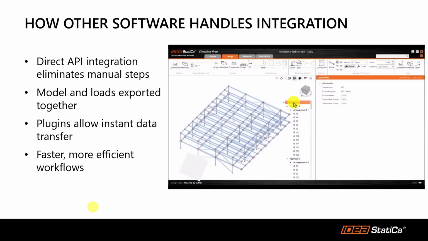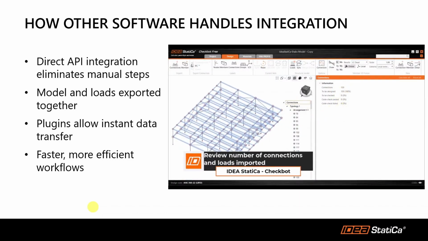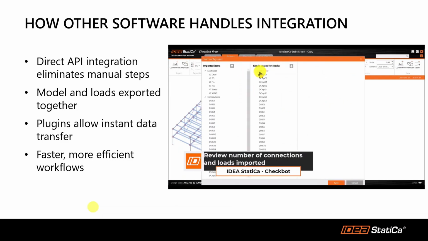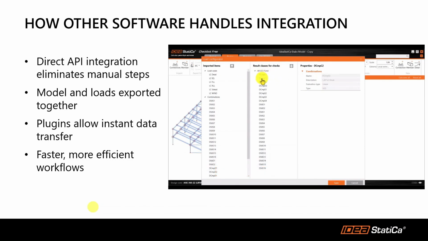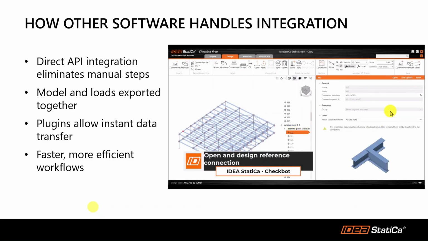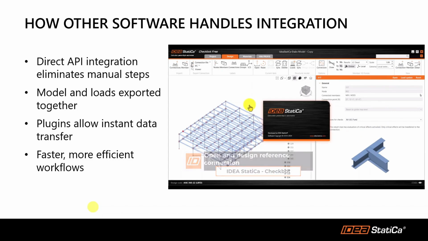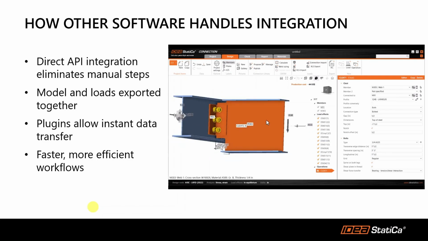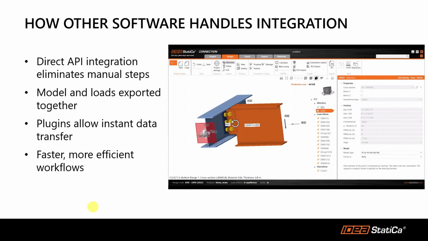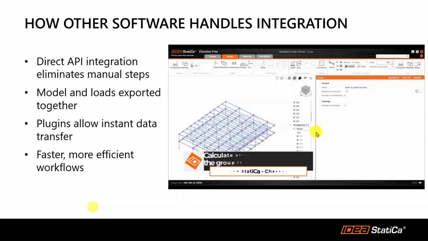With this integration, you are not only able to export the model, but the loads altogether into Checkbot. As you can see, you can observe all the different load combinations for the entire project. And once you get into the connections, you are able to see the load combinations for that specific connection, which in turn allows for a faster, more efficient workflow in IDEA StatiCa with the global analysis software. Now, if you are interested in these workflows, you can find them in IDEA StatiCa under our BIM links.